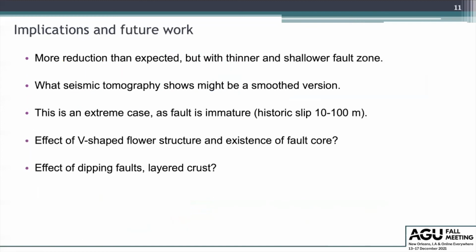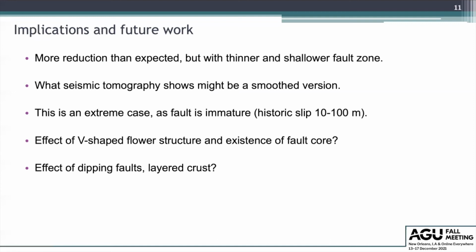Here are some implications and future work. The modulus reduction inferred from the model is larger than expected and within a very narrow and shallow fault zone. These are constrained from the deformation profiles. When we look at the seismic tomography results, they are likely a smoothed version of that. In other words, geodetic observations may provide a better constraint in that sense.